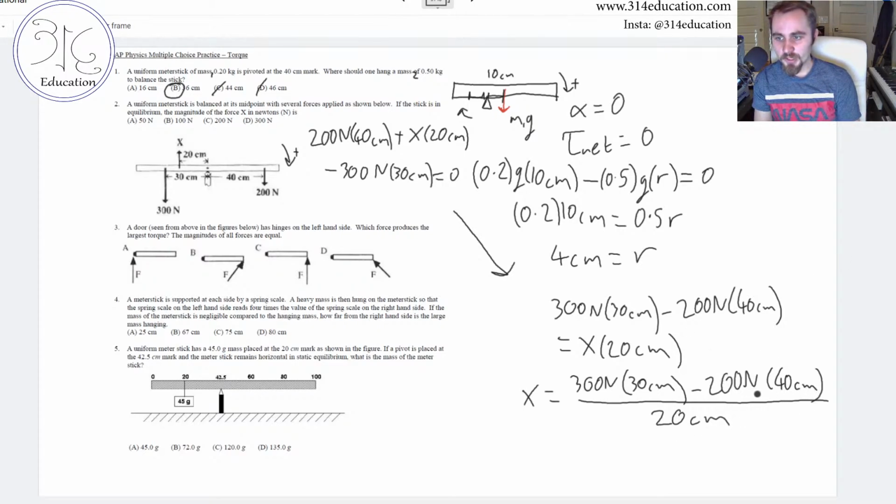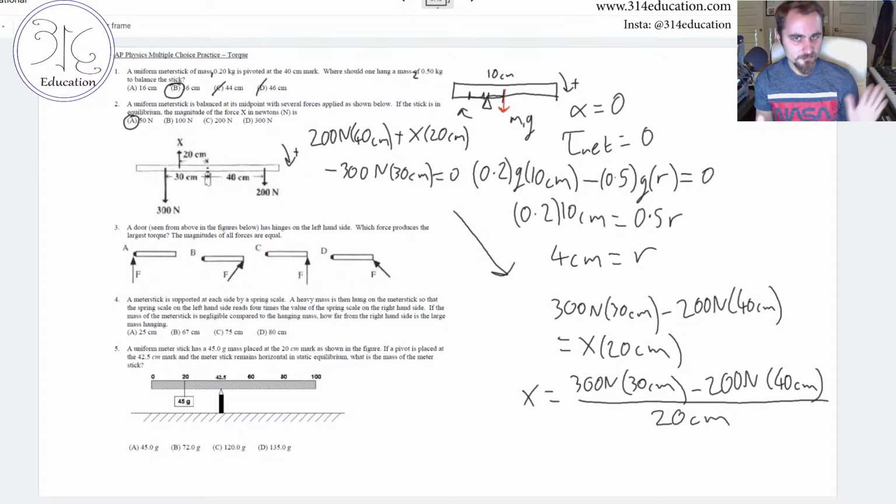And so we have, that's going to be 9,000 minus 8,000 divided by 20. So that's 1,000 divided by 20, which is 500 divided by 10, which is 50. So A is going to be our best choice here.